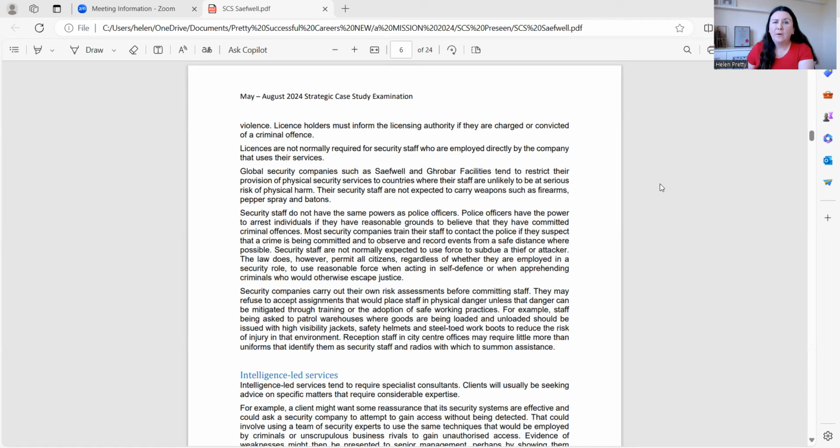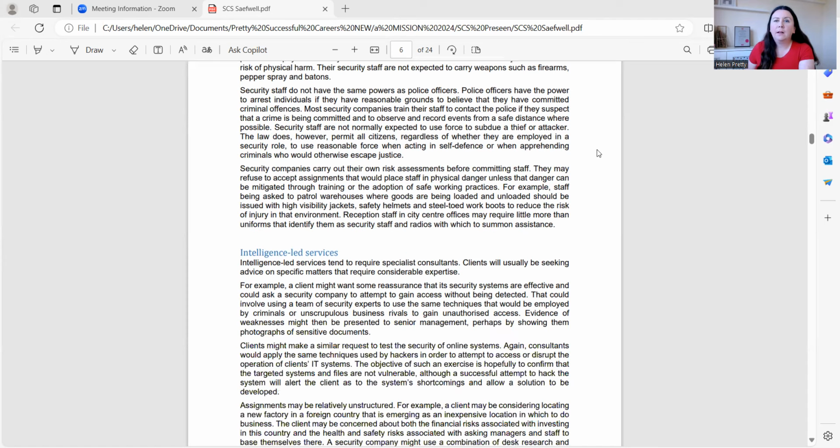The law does, however, permit all citizens, regardless of whether they are employed in a security role, to use reasonable force when acting in self-defense or when apprehending criminals who would otherwise escape justice. Security companies carry out their own risk assessments before committing staff. They may refuse to accept assignments that would place staff in physical danger unless that danger can be mitigated through training or the adoption of safe working practices.